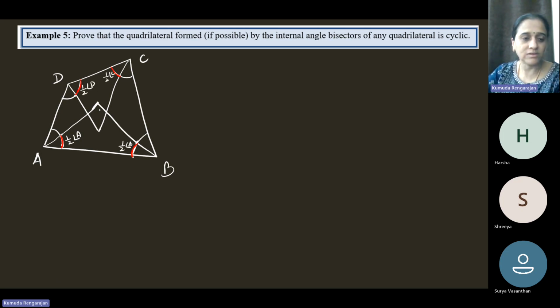Now let's name this quadrilateral P, Q, R, S. Now we are going to prove that angle P plus angle R is equal to 180, so it's cyclic. You can also prove that angle Q plus angle S is 180, so it is cyclic. Any one pair of opposite angles.